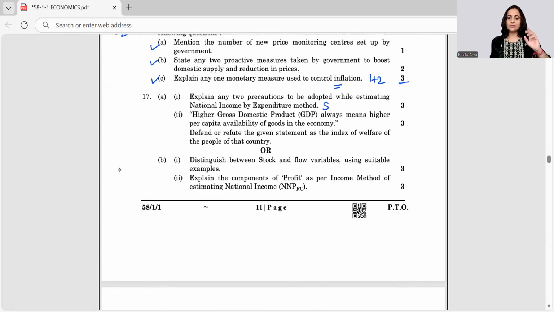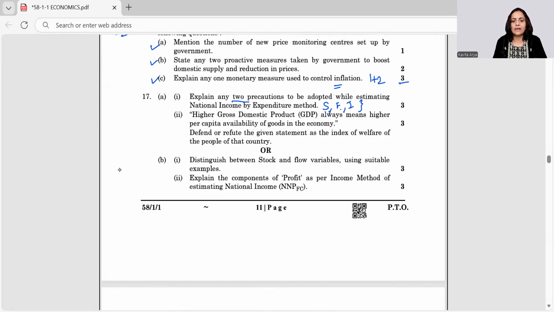The expenditure on second-hand goods is never included, though the commission is included, right? We go for only the final goods. The intermediate goods are not included. The expenditure on the financial things like shares, debentures, bonds is not included, right? So financial, second-hand good, and intermediate consumption, the expenditure on intermediate goods. So these are not to be included. And here, because they have said for 2, so it's going to be marked 1.5, 1.5 for each precaution.